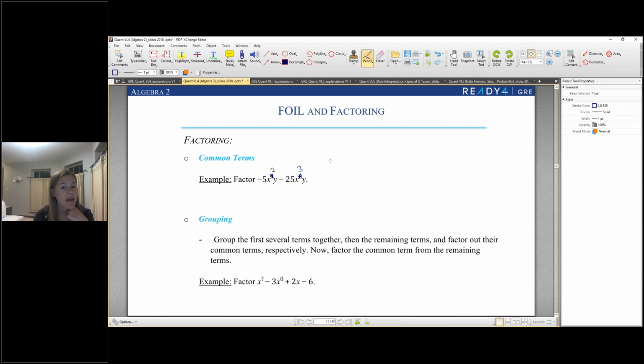Okay, so let's say we have the expression negative 5x squared minus 25x cubed y, and we wanted to pull out the biggest term that we can pull out. What is the biggest term that we can factor out of this expression? Okay, so we can pull out a 5. Now here's the thing, Hema, you can also pull out letters, right? So cool, we can definitely pull a 5 out.